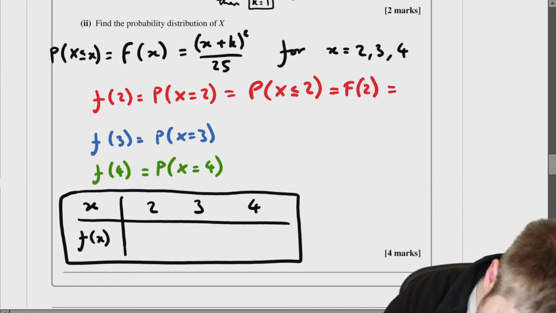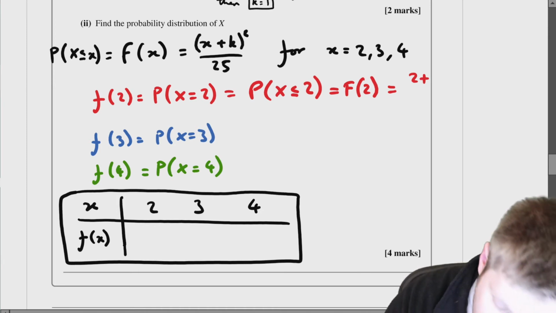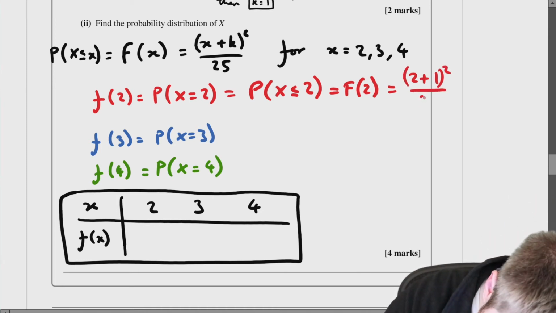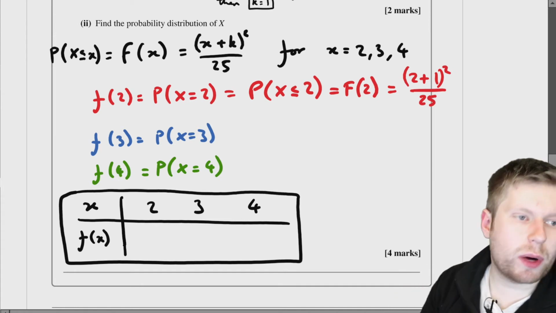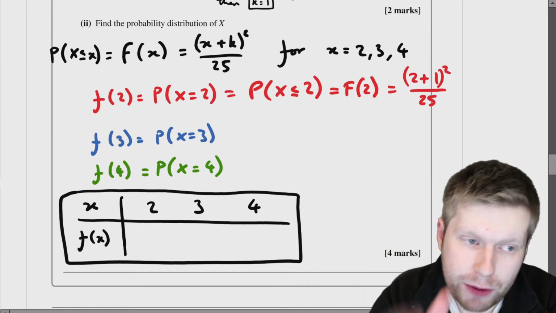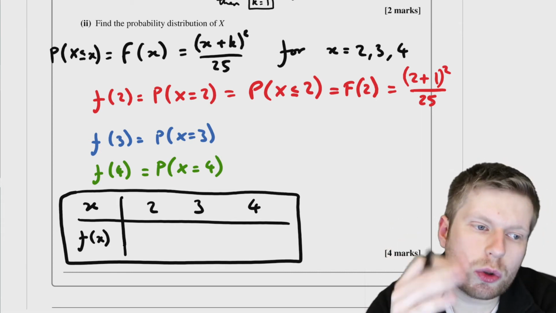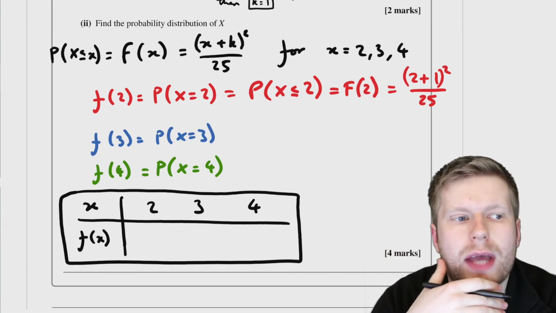If I stick 2 in this formula, I get 2 plus k. I've just worked out k is equal to 1. I need to square it, and I need to divide by 25. So I worked out k equals 1 in the last question. If you get a different value for k in the last question, again, it's not an issue. Just make sure that you're consistent, so you're using your value of k to stick in.